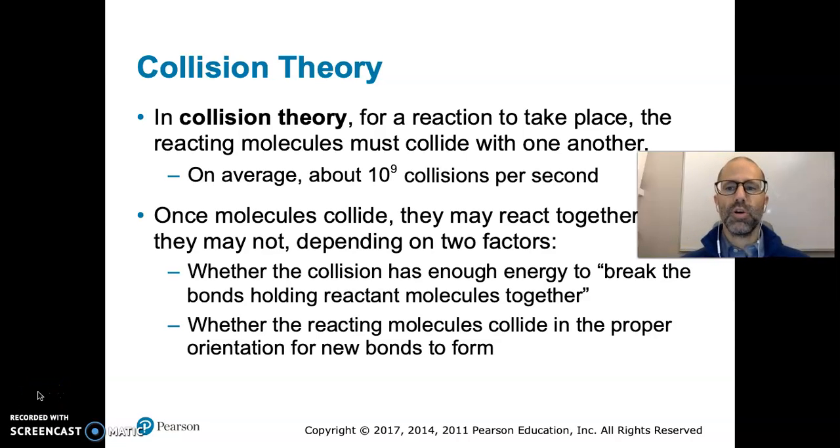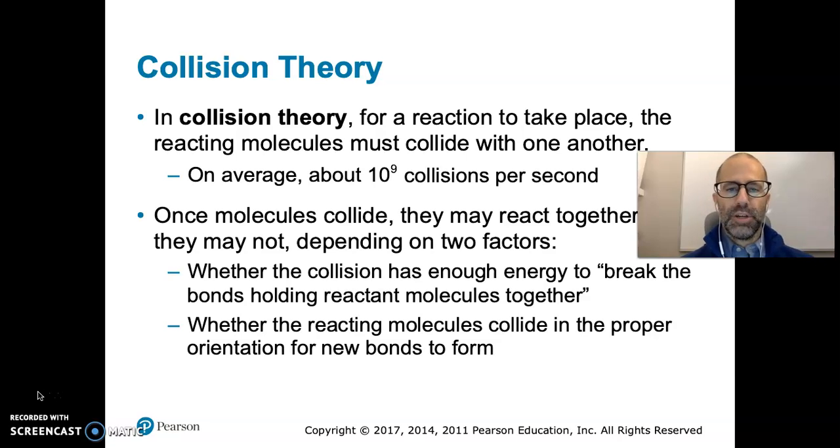My name is Mr. Cobalt and in this video I will be going over collision theory. And so we're talking about collision theory with respect to reaction rates. In collision theory, for a reaction to take place, the reacting molecules must collide with one another. On average, about 10 to the 9 collisions per second.